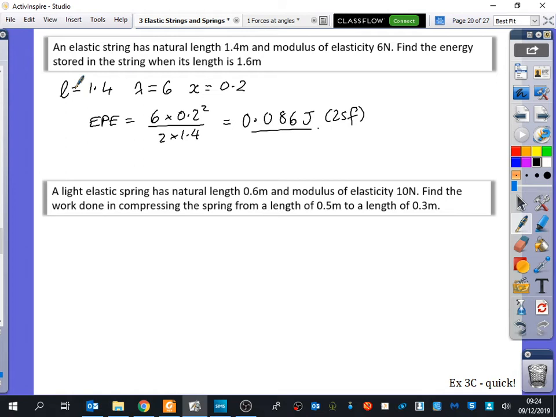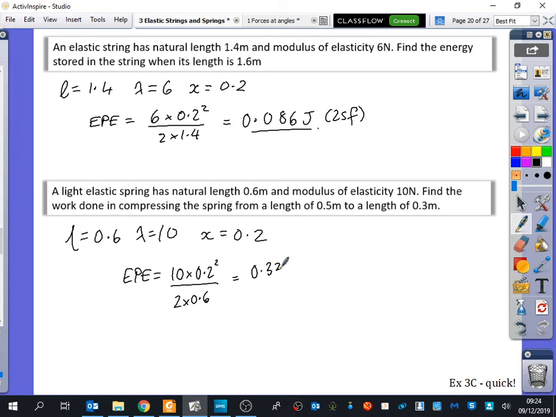Really just grabbing out the values we've got here. Natural length 0.6, modulus of elasticity 10. What's the value of x? 0.2. So the elastic potential energy is lambda x squared over 2L, which gives .33 joules. So quite a lot more energy is in that one.